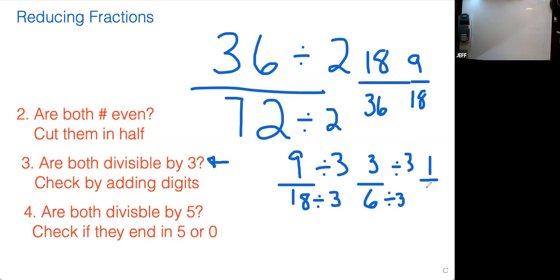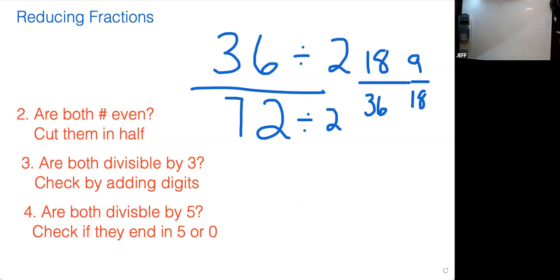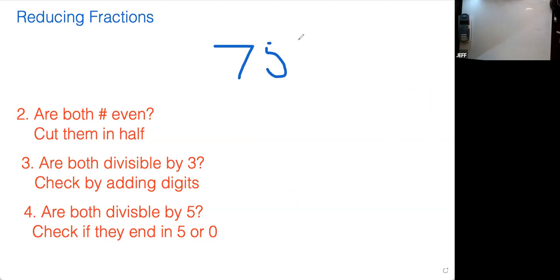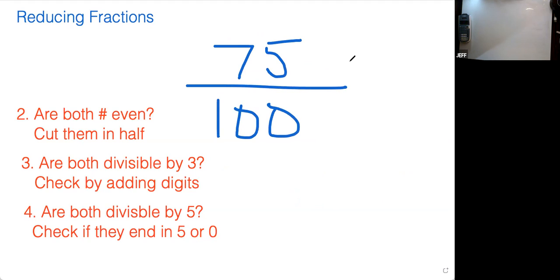And very early on, I'm sure somebody could see really quickly that this was all going to come down to 1/2. But I just wanted to show all the work. It would hardly ever take that many steps. But improper fraction first. Are they both even? Cut them in half. Are they divisible by 3? Add the digits together, and if that number is divisible by 3, then the number itself is divisible by 3. And then the last one, do they end in 5 or 0? Then they're divisible by 5. So we would divide that stuff out.